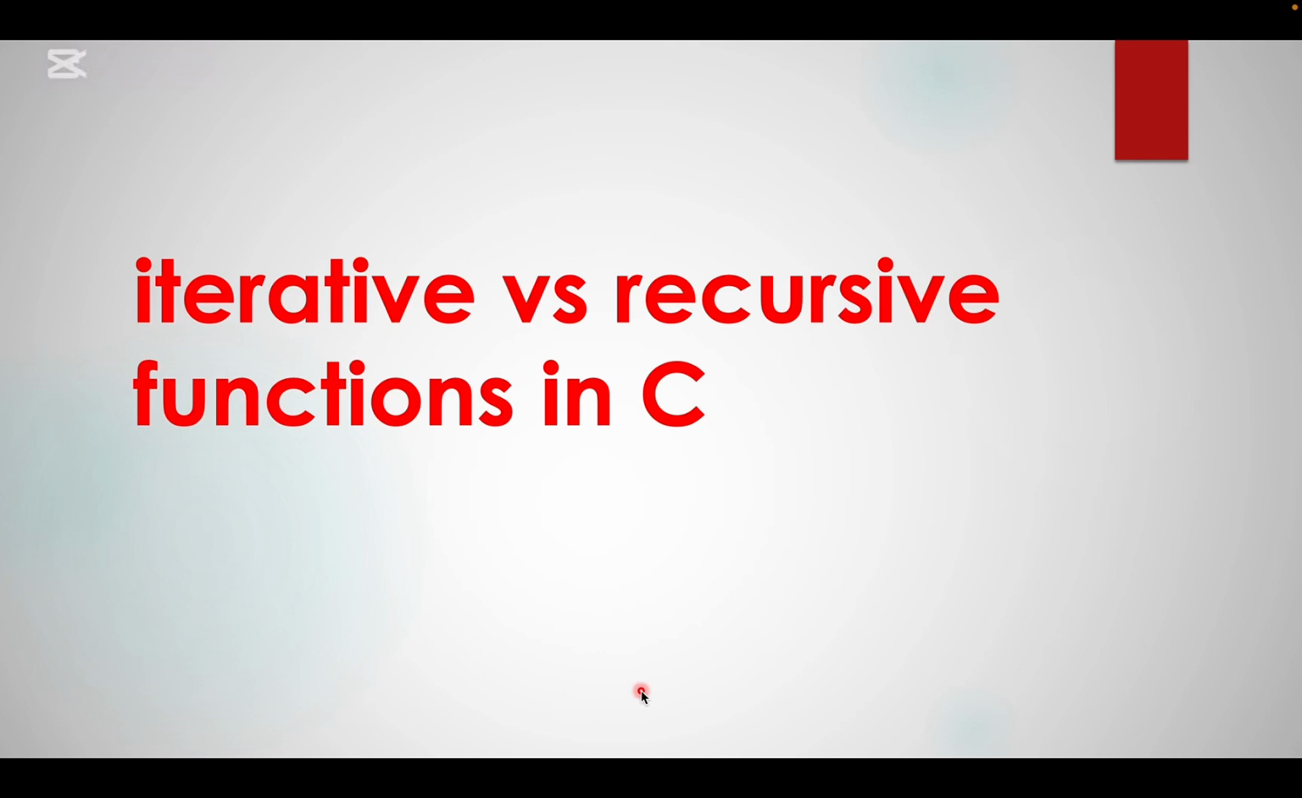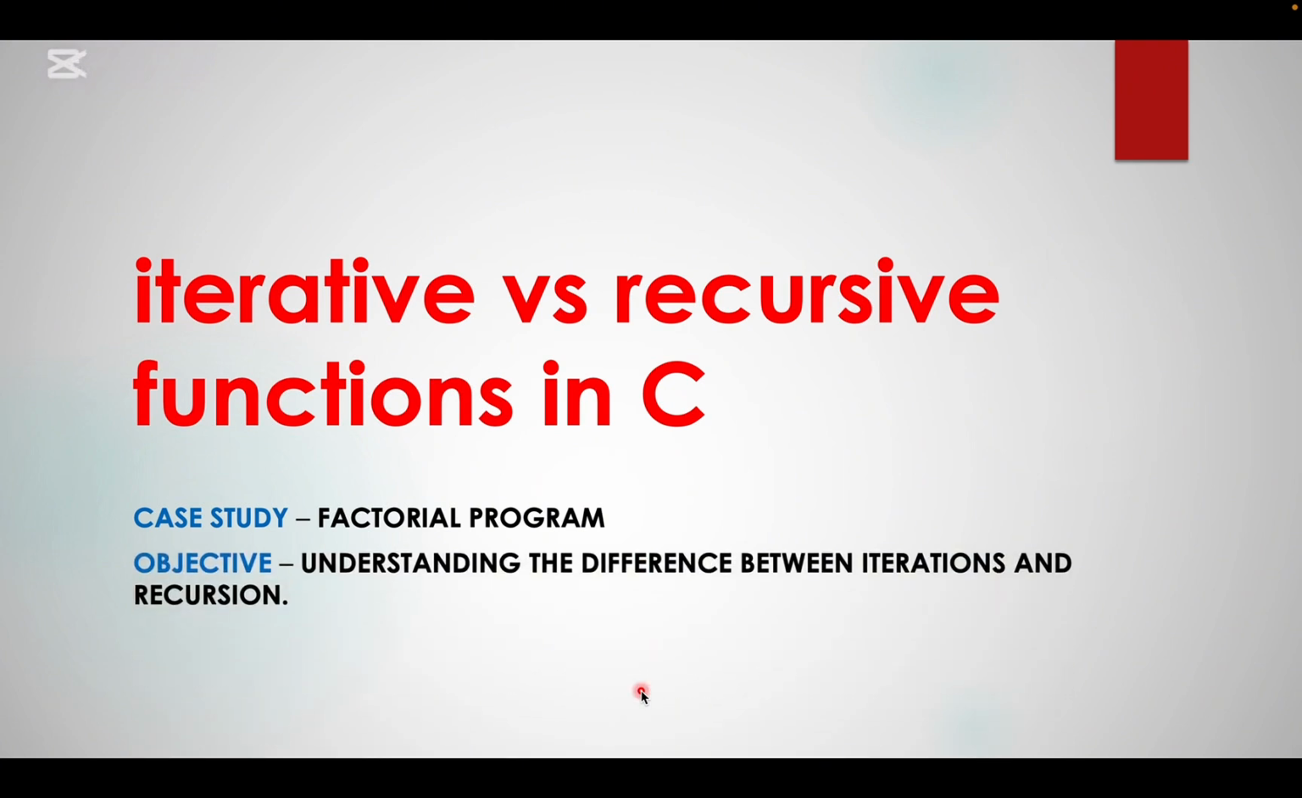Today we're going to understand the difference between an iterative and a recursive function in C. The case study will be the factorial program to calculate the factorial of a number. The objective of this lesson is to understand the difference between an iterative and a recursive program, that is, the difference between iteration and recursion.